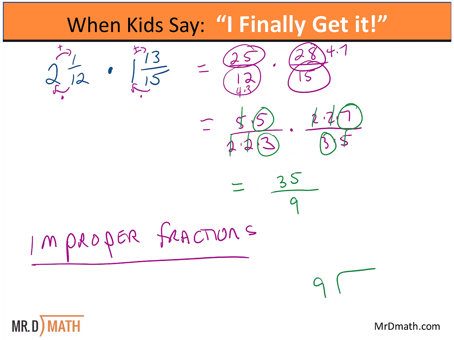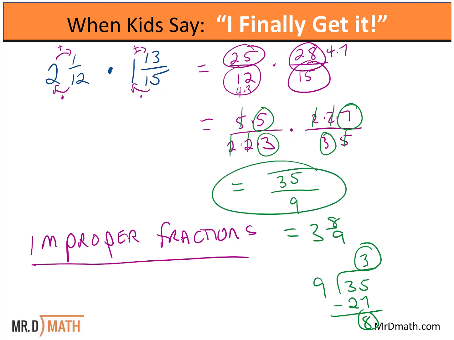How many times does 9 divide into 35? You probably know 9 times 4 is 36. We're almost there. 9 times 3 will give us 27, which gets us on our way to 35. 35 minus 27 is 8. Well, there it is. 3 and what? 3 and 8/9. So we did it.